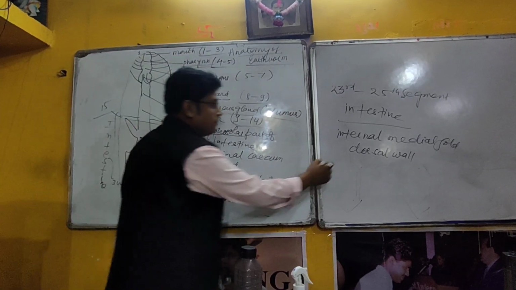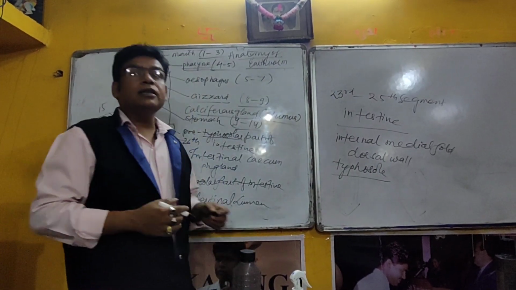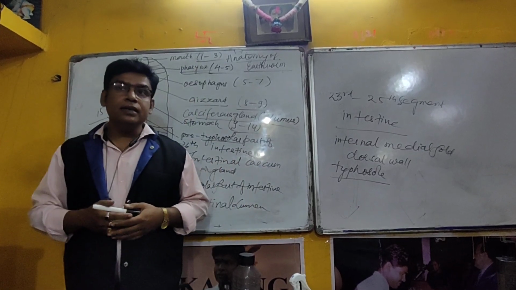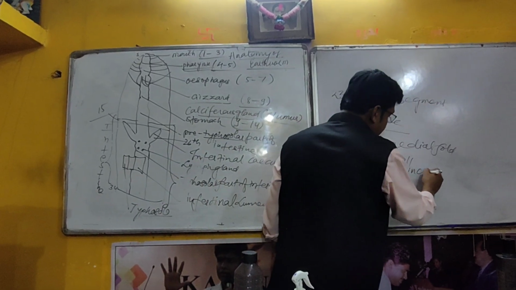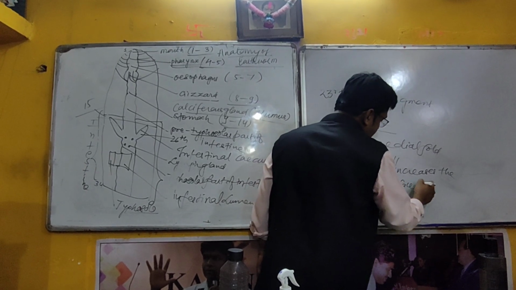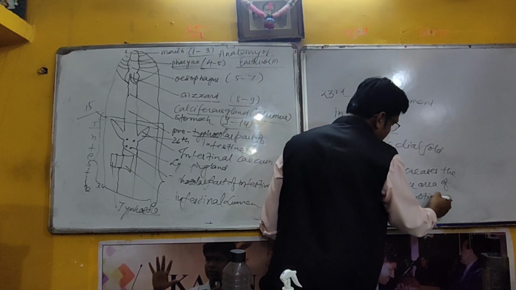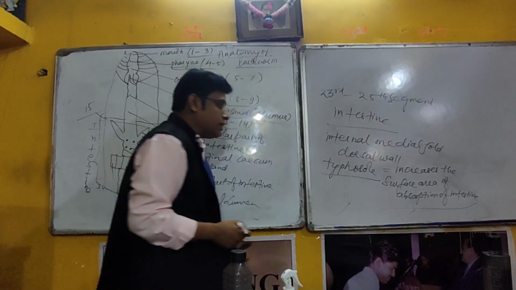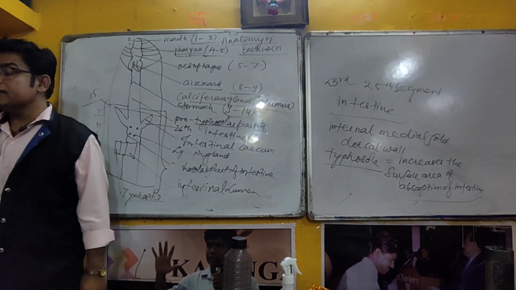अब टाइफोसोल अर्थवर्म में क्या काम करता है? टाइफोसोल किसी भी अर्थवर्म में surface area of absorption को बढ़ा देता है. It increases the surface area of absorption of the intestine. The typhlosole increases the surface area of the absorption of the intestine.